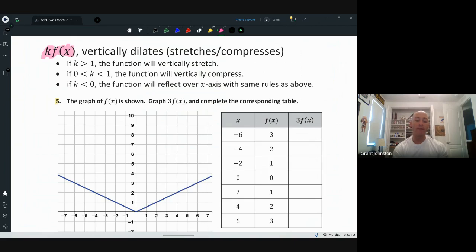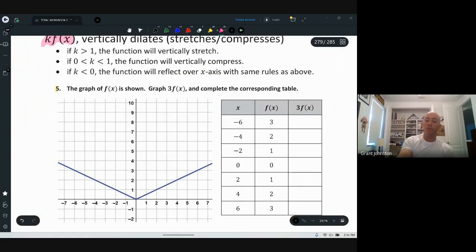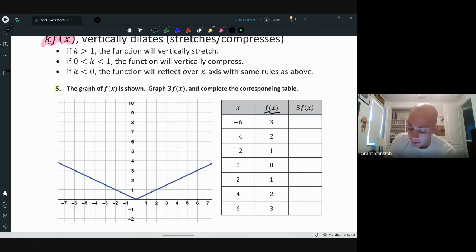So let's explore this a little bit with number 5. It says the graph of f of x is shown. Graph 3 times f of x and complete the corresponding table. So we have f of x and 3 times f of x. 3 times 3 is 9. 2 times 3 is 6. 1 times 3 is 3. 0 times 3 is 0. 1 times 3 is 3. 2 times 3 is 6. 3 times 3 is 9.